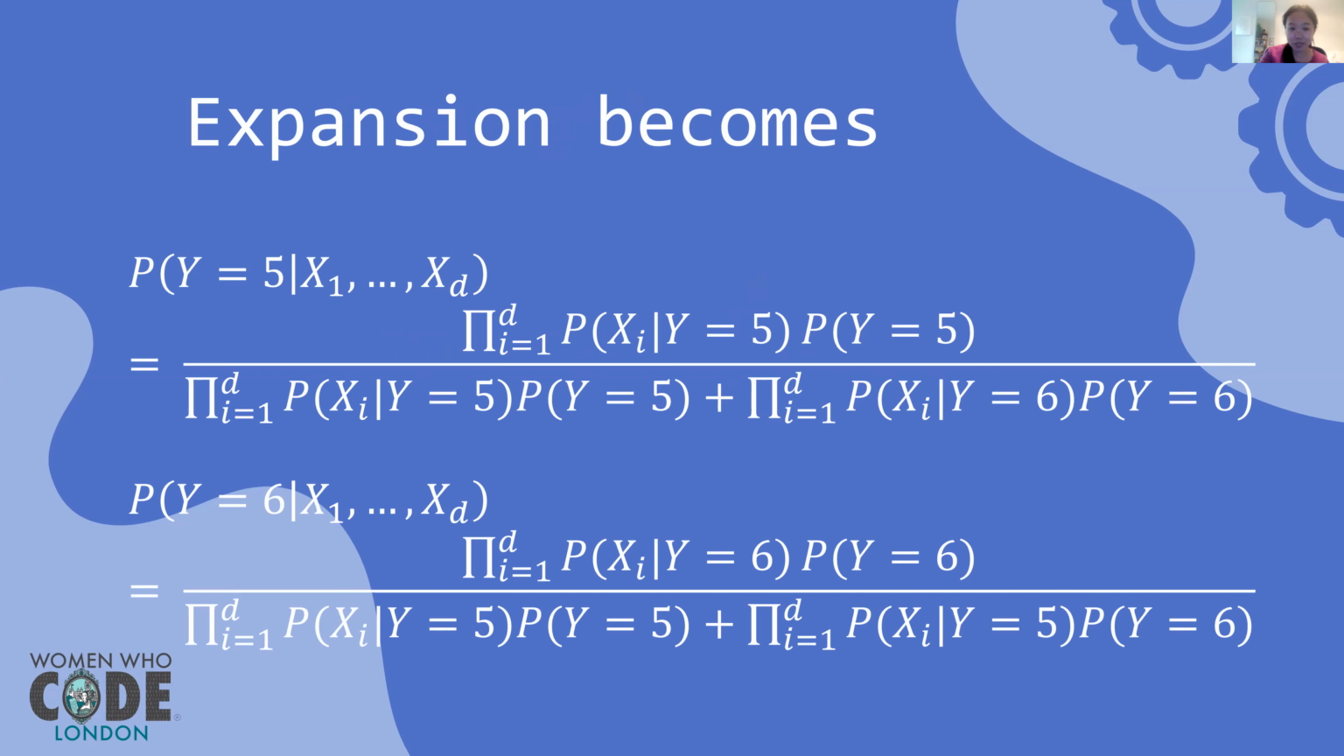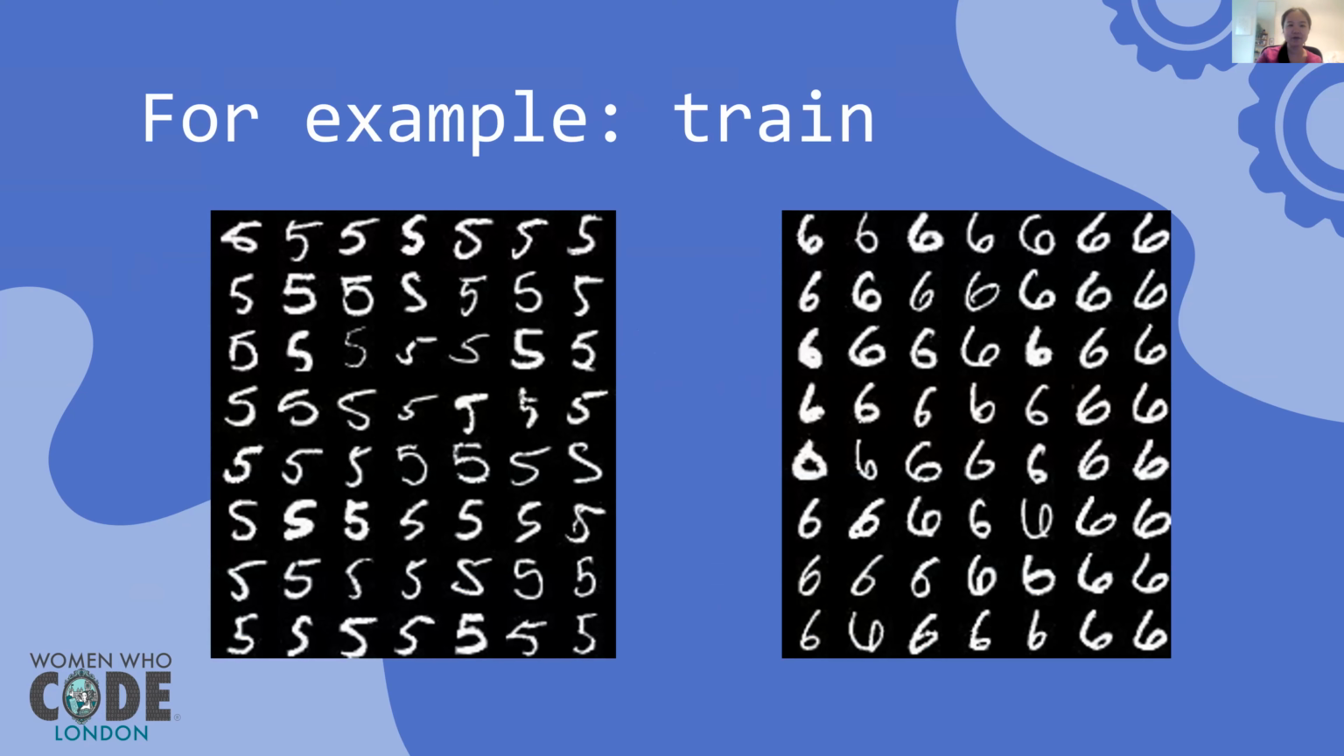Then we can reduce this to another way, like say, okay, this is a function we're going to use to calculate whether this image is 5 or 6. So we have a bunch of training data sets. In this case, I have 7 by 8, which is 56, 5 and 56, 6 images. In total, I have 112 images to train my model.